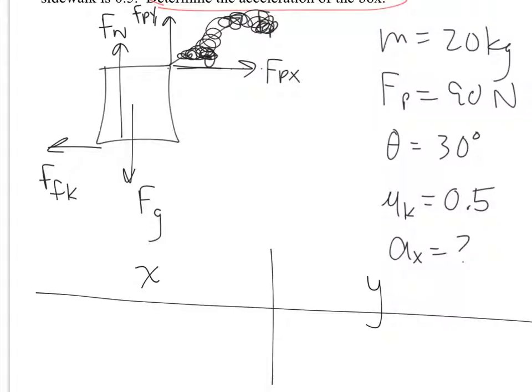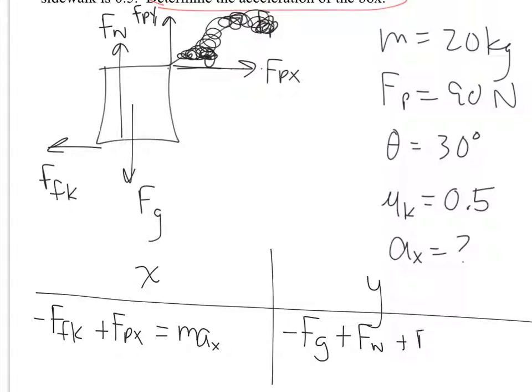In the x direction, I've got negative FFK, positive FPX equals MAX. I didn't write sum of the forces equals MA. Honestly, if you don't, it's okay, as long as you know that you're plugging in the forces here. In the y direction, I've got FG pulling down, I've got Fn pushing up, and I've got FPY pushing up. And we don't know if it's moving vertically. Well, it didn't say it in the problem, so we could assume it's not. Okay, so 0.